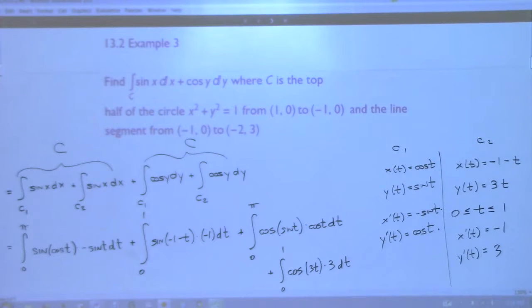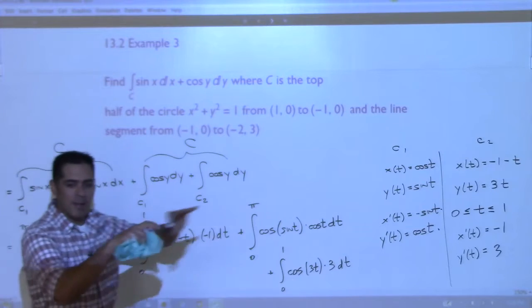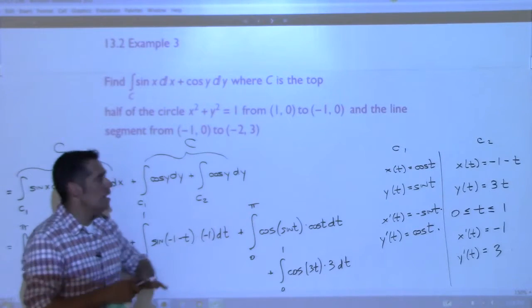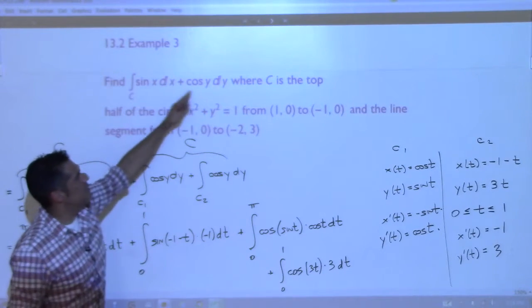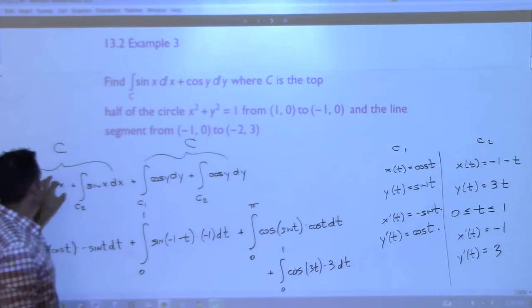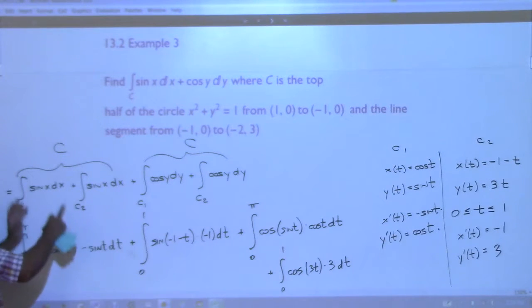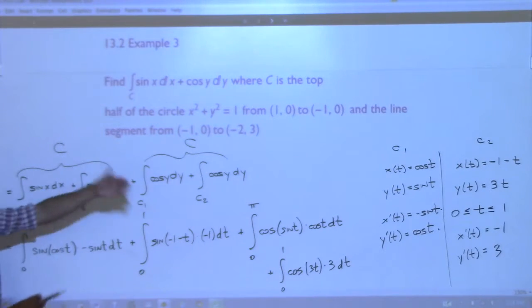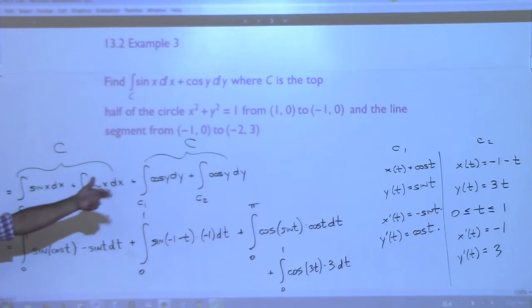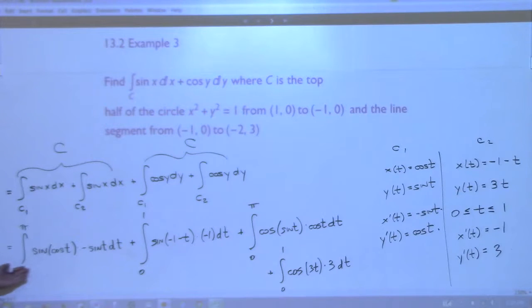All right, so that's the mechanics behind it. You have to define what C is first, break it up into different parts if you have to, and then separate this into 2 integrals and make sure you separate those into the different parts of C, and then just go and plug in your different parametric functions and their derivatives, and then you're back to Cal 2, right? It's just definite integrals.